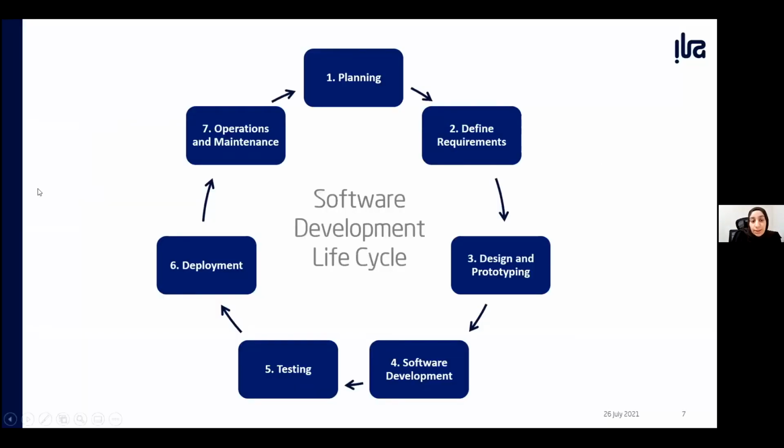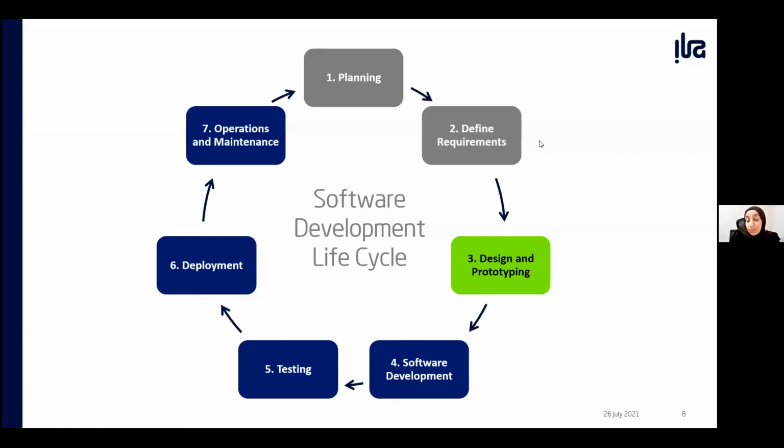Now, I want you to understand that the software development lifecycle starts with the planning phase, defining the requirements, design and prototyping, which is our main focus today. After designing the prototype, we then start coding and do the software. After that, we start the testing phase, then deployment and the launch of the product, then the maintenance of it. And this keeps going whenever we have a new feature.